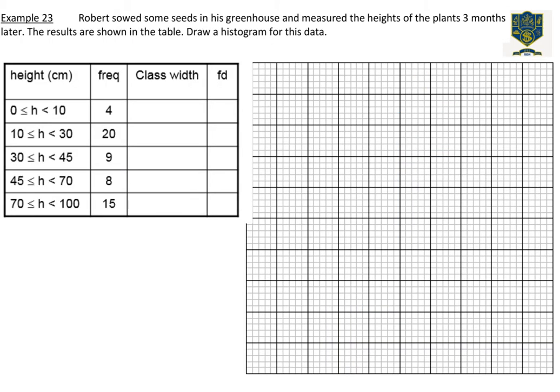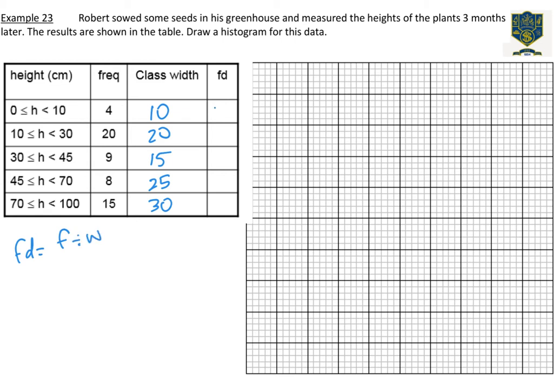Example 23. Robert sowed some seeds in the greenhouse and measured the heights of the plants for 3 months. The results are shown in the table. Draw a histogram. So we need to work out the class widths. The first one is 0 to 10, so that's 10 wide. 10 to 30 is 20 wide. 30 to 45 is 15. 45 to 70 is 25. And 70 to 100 is 30. Frequency density, remember, is frequency divided by width.